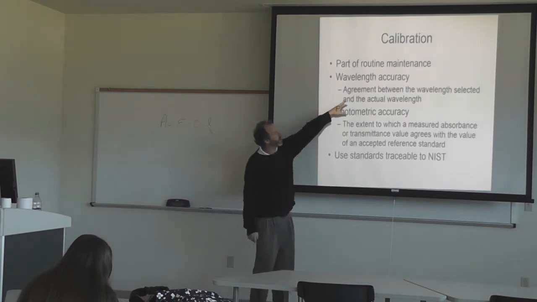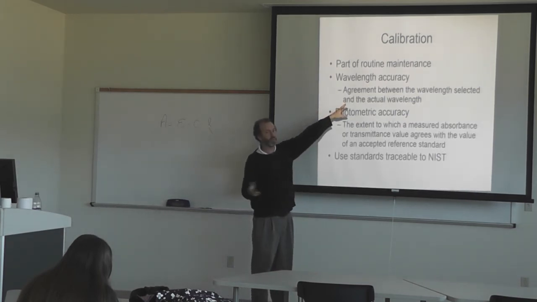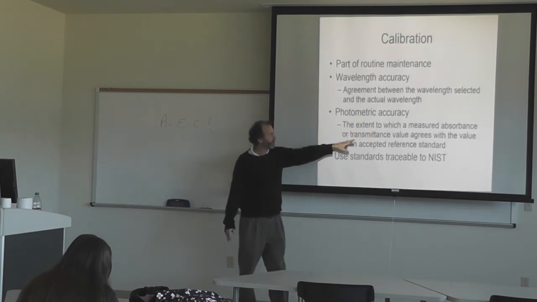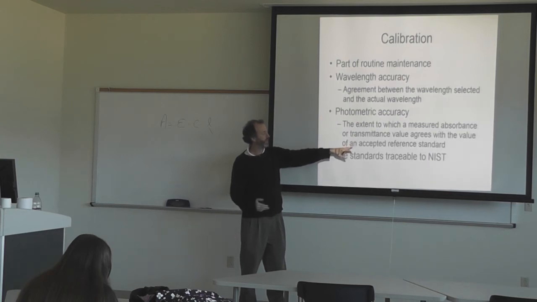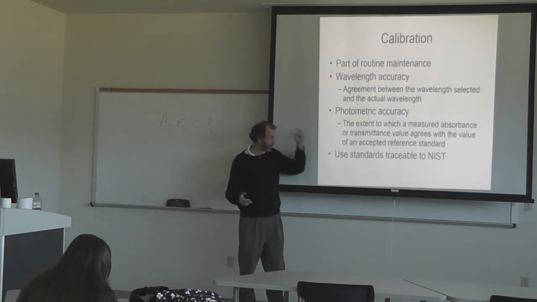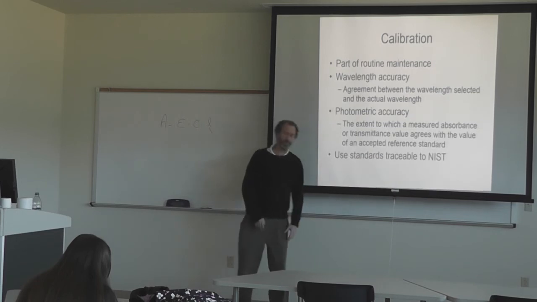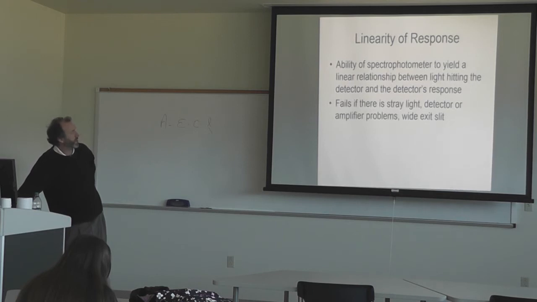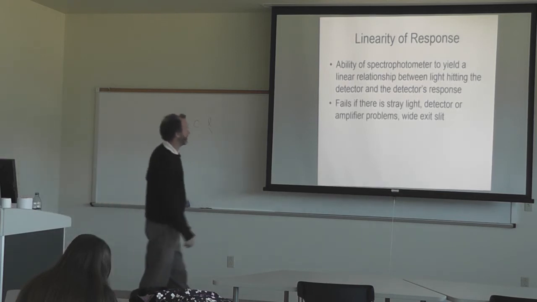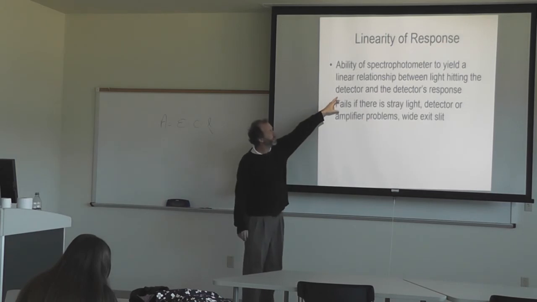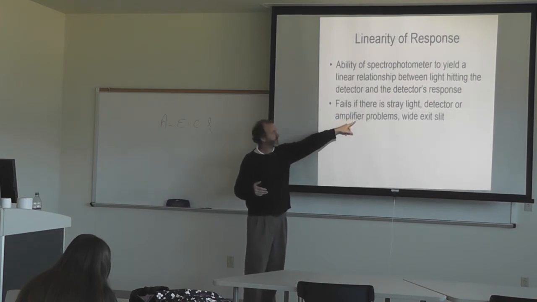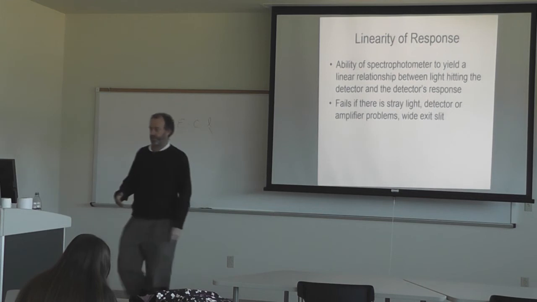Wavelength accuracy is the agreement between the wavelength selected and the actual wavelength. Photometric accuracy is the extent to which the measured absorbance or transmittance values agree with the value of an accepted reference standard. So again, you're going to need standards that are traceable to NIST. Linearity of the response is the ability of the spectrometer to yield a linear relationship between light hitting the detector and the detector's response. That will fail if there's stray light, detector amplifier problems, or a wide exit slit.